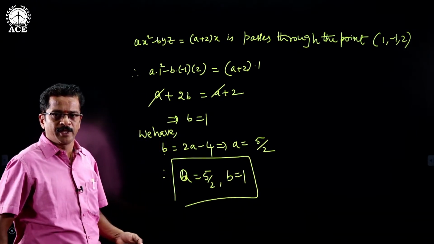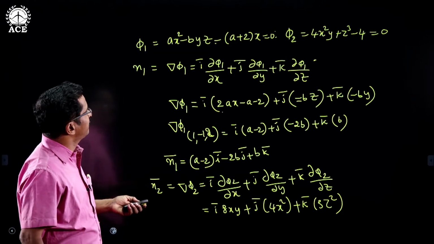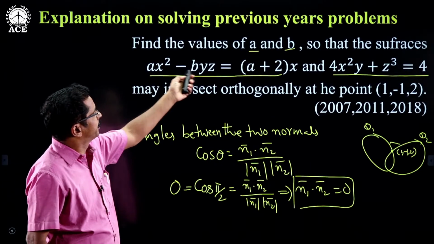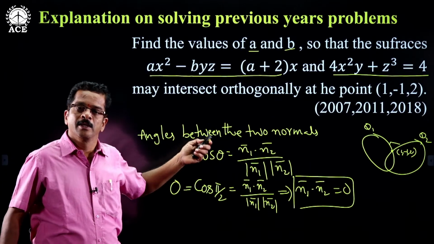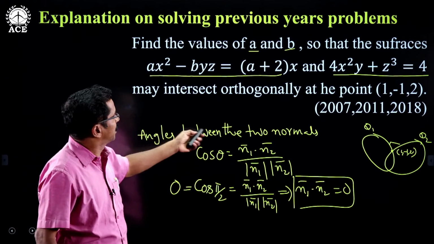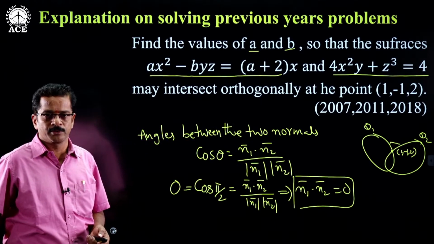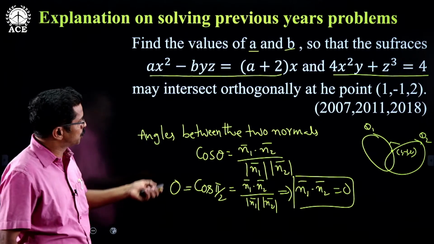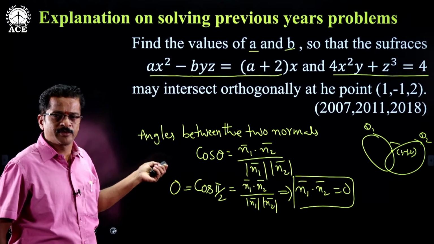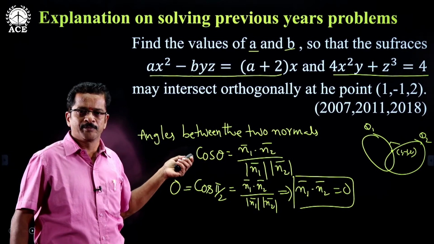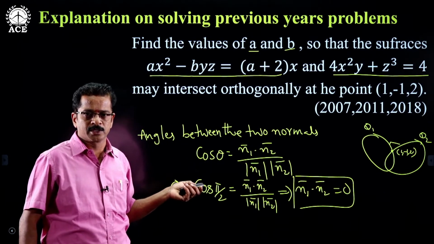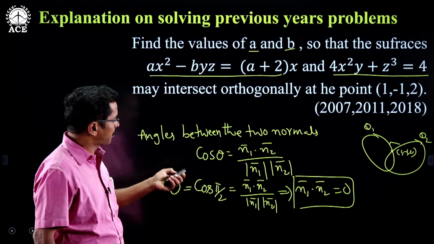Okay, this is the way of finding values a and b when the normals of the two surfaces intersect orthogonally at the point (1, -1, 2). This type of problem is very frequently asked in university examinations. Please focus on this type of problems.